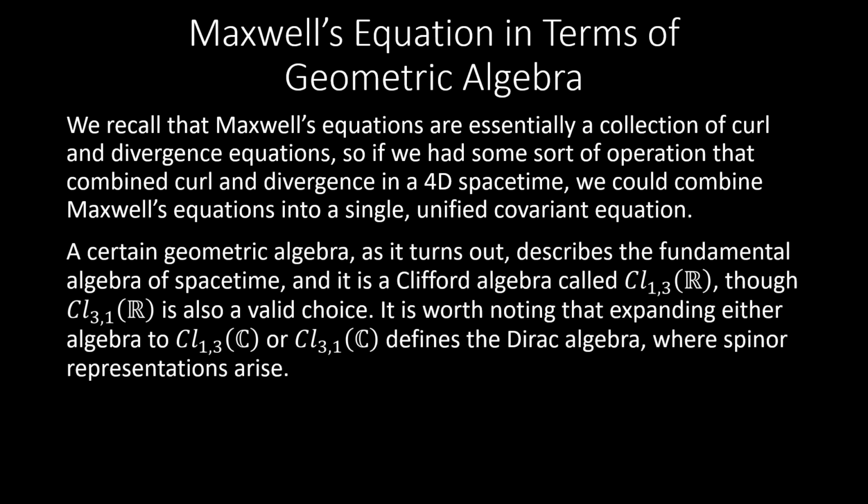A certain geometric algebra, as it turns out, describes the fundamental algebra of spacetime itself, and it's a Clifford algebra called Cl(1,3,R), though Cl(3,1,R) is also a valid choice depending on Lorentzian metric signature. It is worth noting that expanding either algebra to Cl(1,3,C) or Cl(3,1,C), which is what we call complexification of the algebra, we then derive the Dirac algebra, where spinor representations arise for quantum theory.